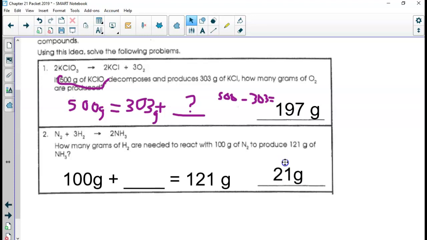Okay, so your job is to, when you read the sentence, make sure you're matching up the grams with the right part of the equation. Sometimes you'll end up adding, sometimes you'll end up subtracting. So it's real important that you write out your work and show your work so you know what you're doing.